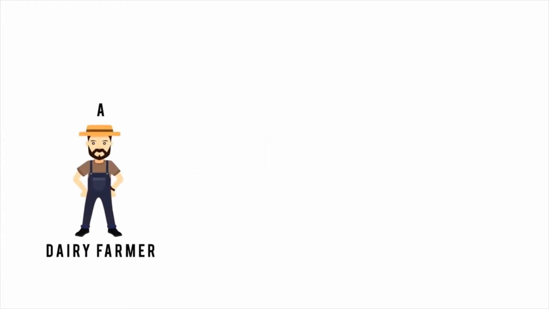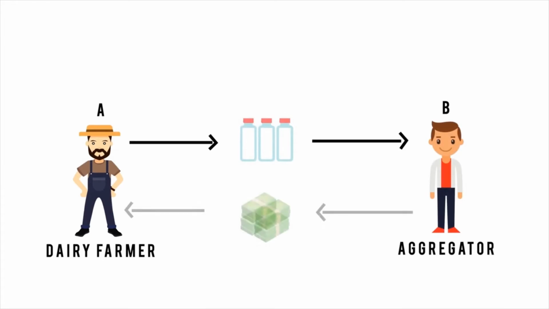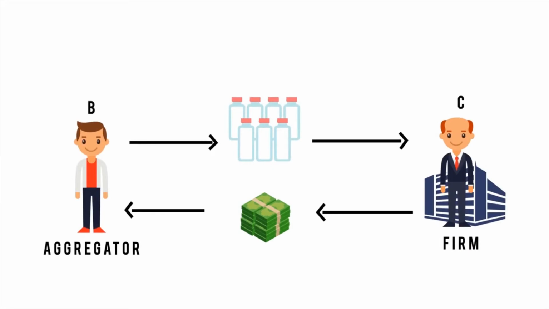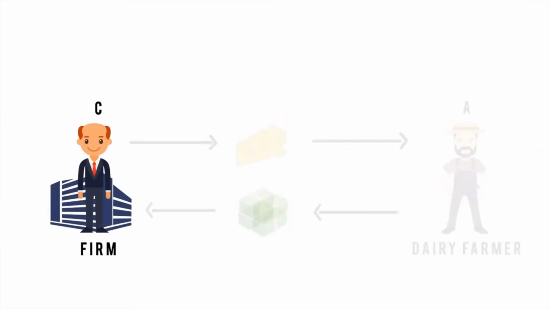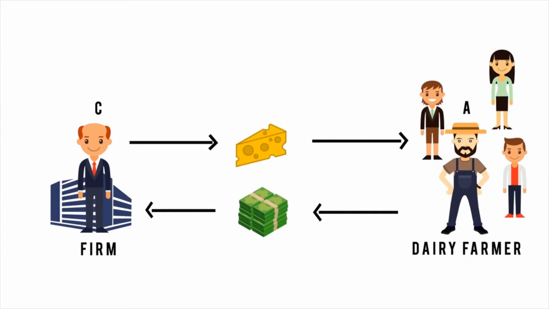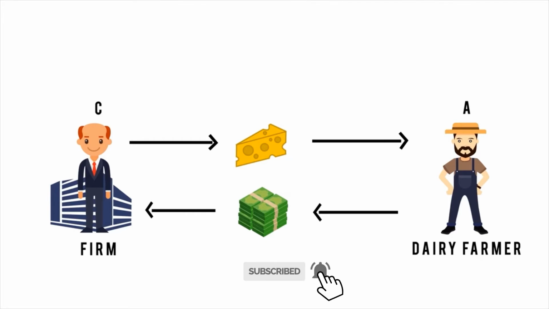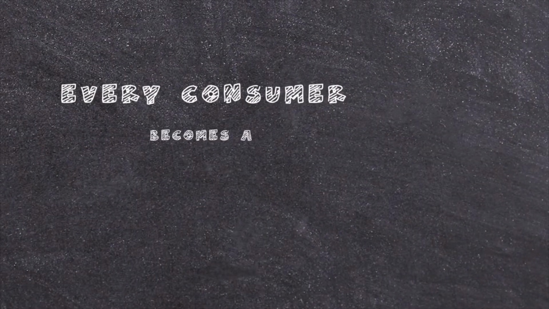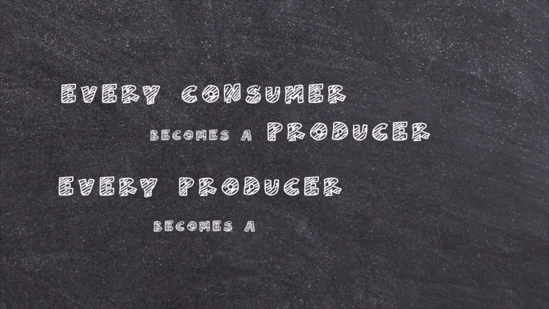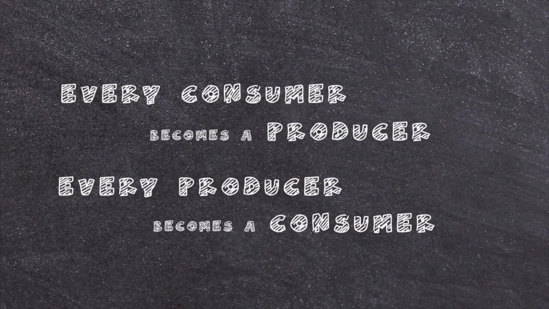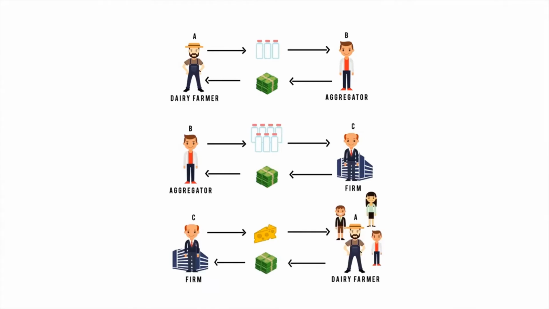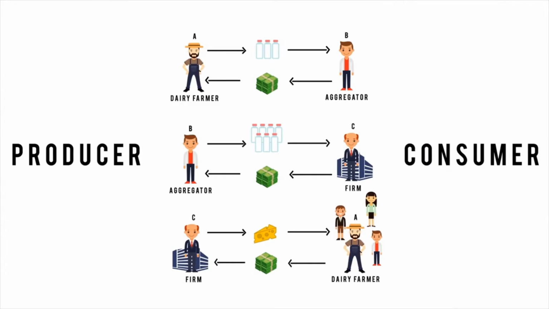A dairy farmer A sells milk to a person B, who purchases it from A and works as an aggregator in the business, and forwards it to a firm C, which processes it and makes cheese of it, and sells it to A and similar people for consumption purposes. The crux of this illustration is similar to circular flow of income, which says that every consumer at some stage becomes a producer, and every producer at some stage becomes a consumer of some good or service. Just like A, B and C all hold the title of producer in one line of transaction, and consumer in another.